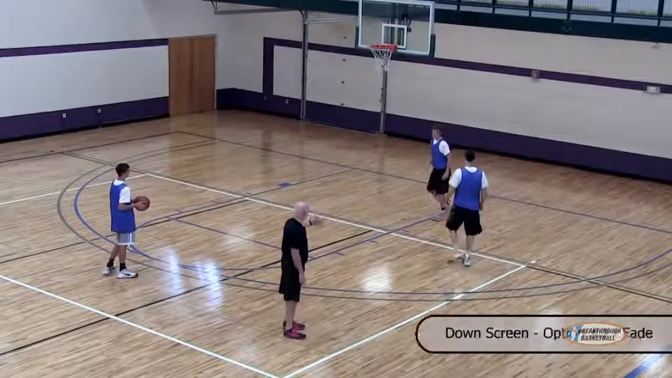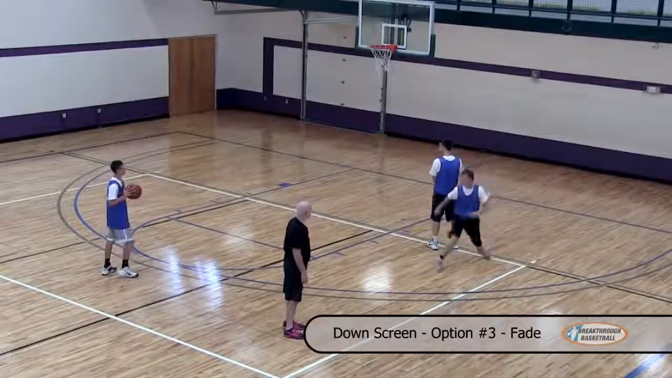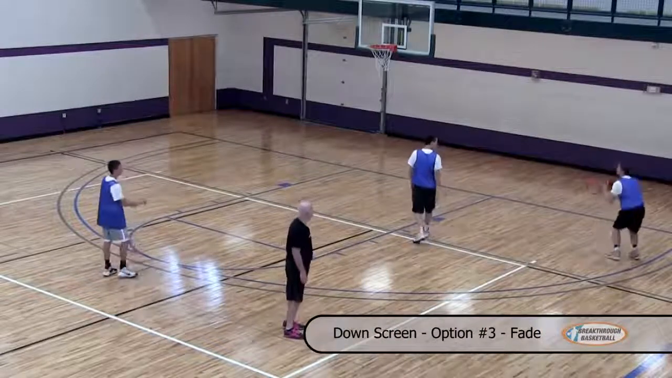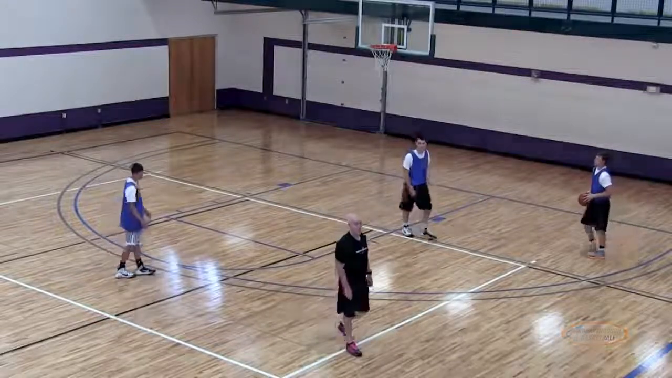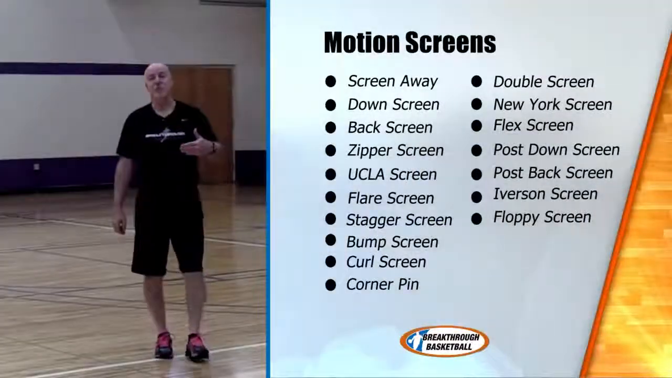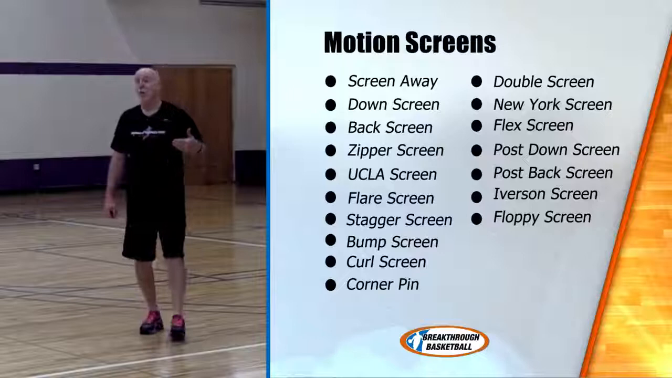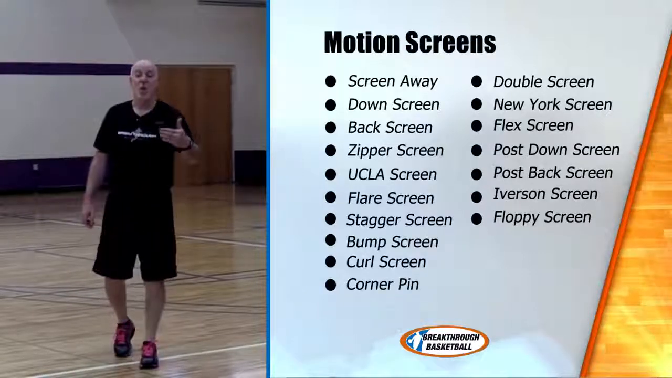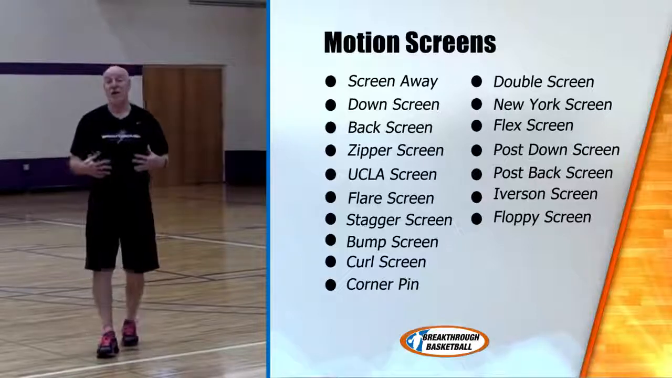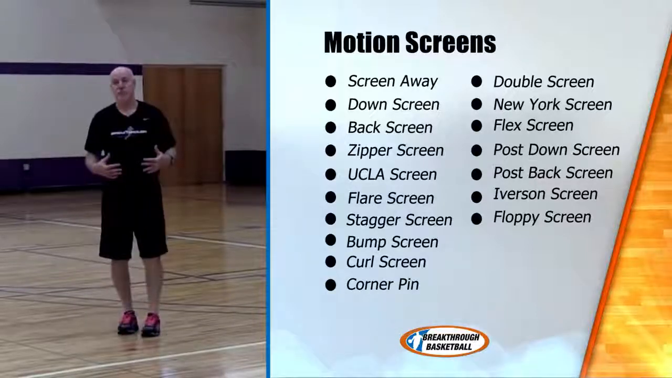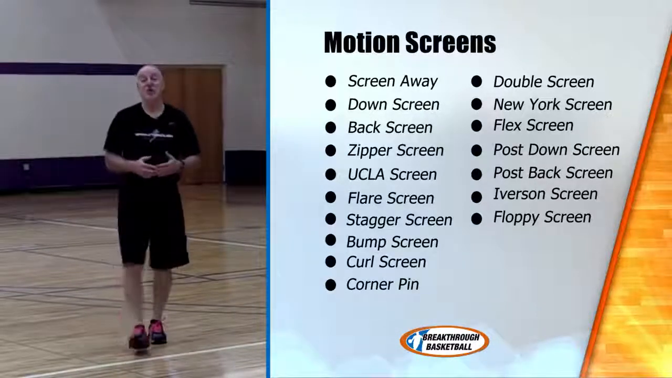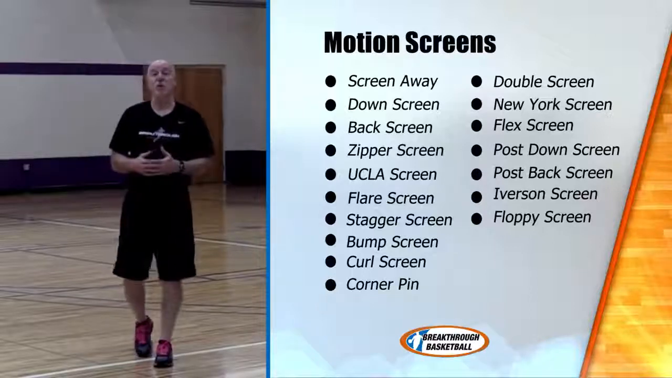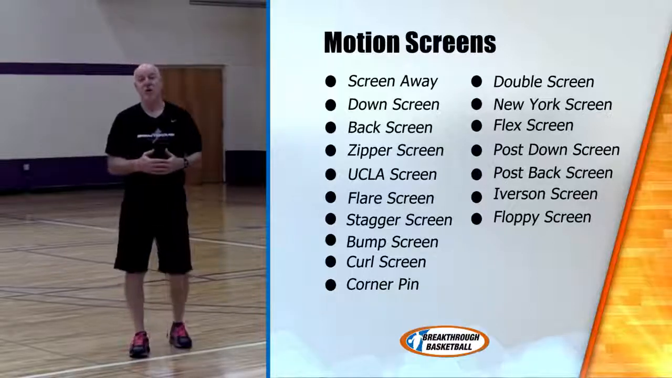We're going to set the down screen. It's going to sell over the top and then cut away from the ball. Any one of those options can be used when you come off of any screen. Okay? Which option do you use? I leave that up to the player. But that is the definition of some of the screens that we use in our motion offense.